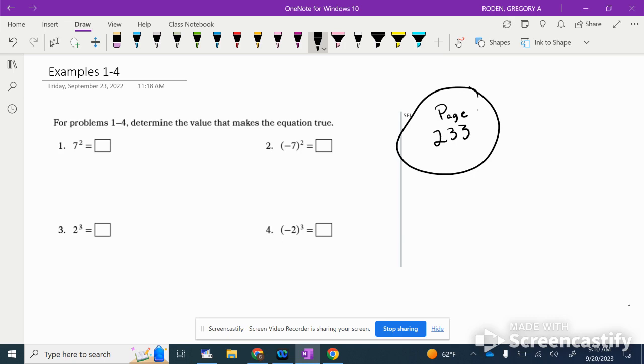All right. Okay, so we're on page 233. Is everyone on page 233? All right, so here we go. On page 233, again, guys, this is some pretty easy stuff, except we do get some negatives involved here. I want you to write this on page 233. 7 squared is just 7 times 7, guys. 7 times 7 is equal to 49.